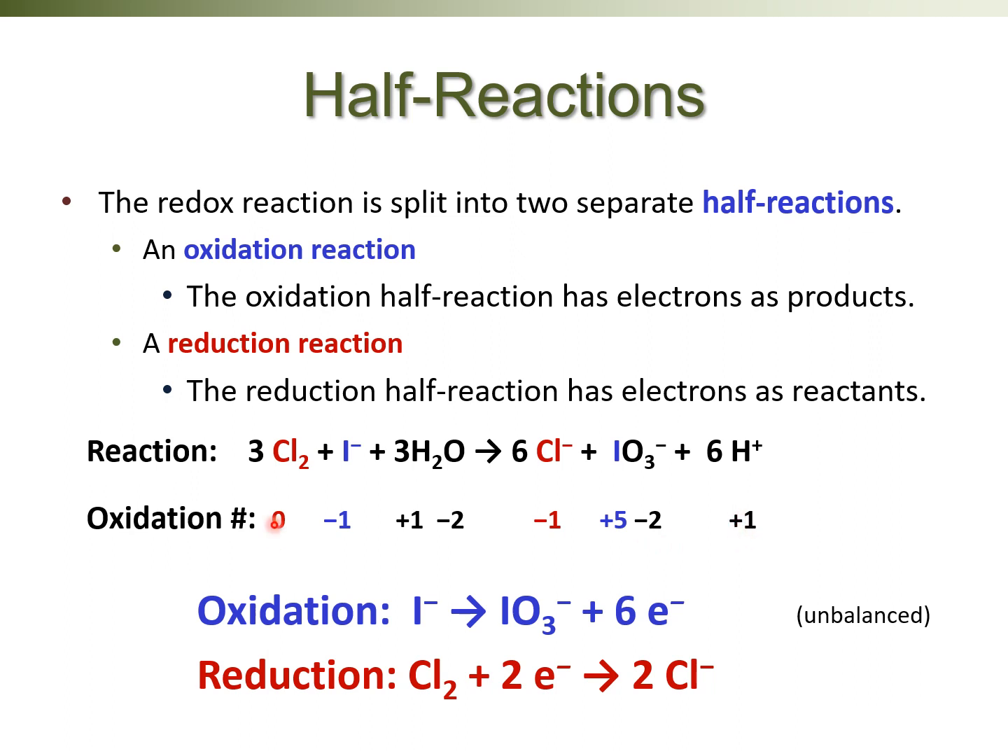So if we look at what happened to chlorine, we can see chlorine went from a 0 to a -1. So its oxidation number went down, which means that it underwent a reduction reaction. It gained electrons. If we look at what happened to iodide, it went from a -1 all the way up to a +5. So its oxidation number went up, which means it lost electrons. So this is how we would isolate the reaction for iodine, and this is how we would isolate the reaction for chlorine. So now we have our two half reactions.